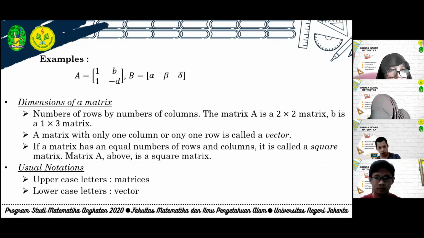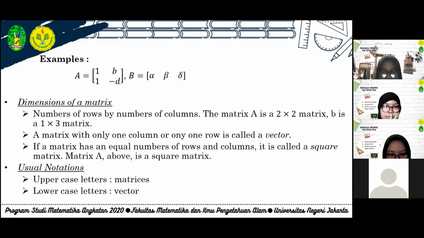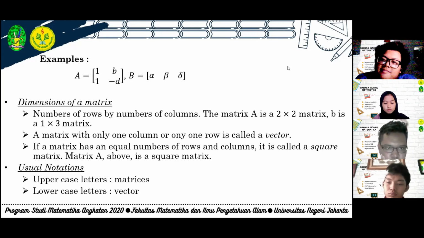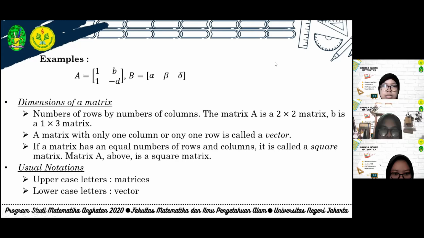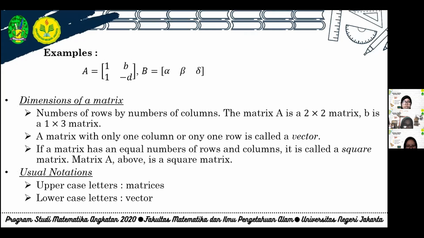Okay, we have two examples of matrix, matrix A and matrix B. The dimension of a matrix is the number of rows by the number of columns. The matrix A is a 2 by 2 matrix. B is a 1 by 3 matrix.